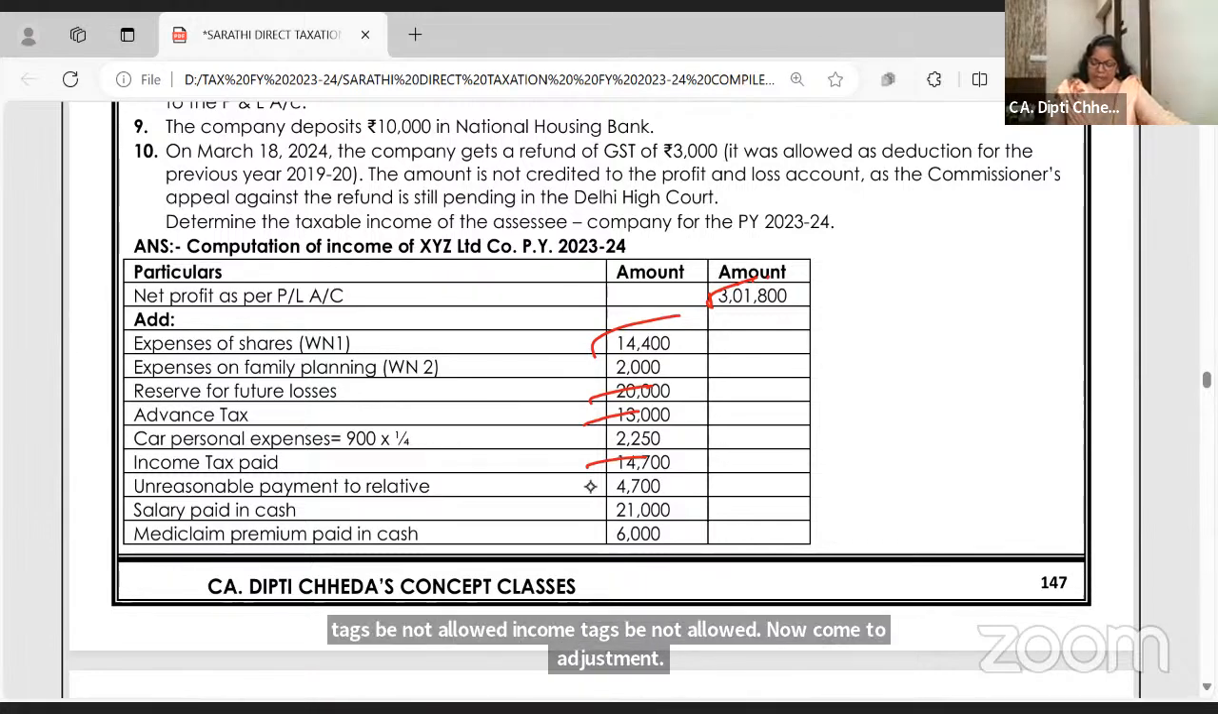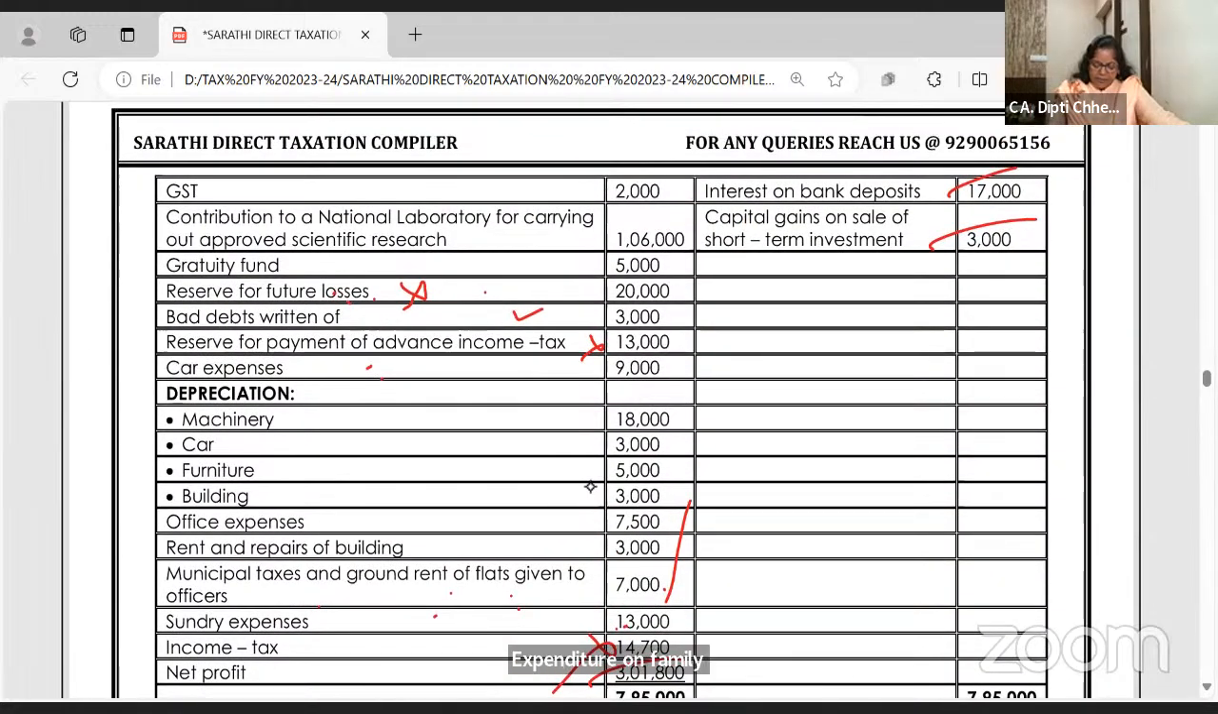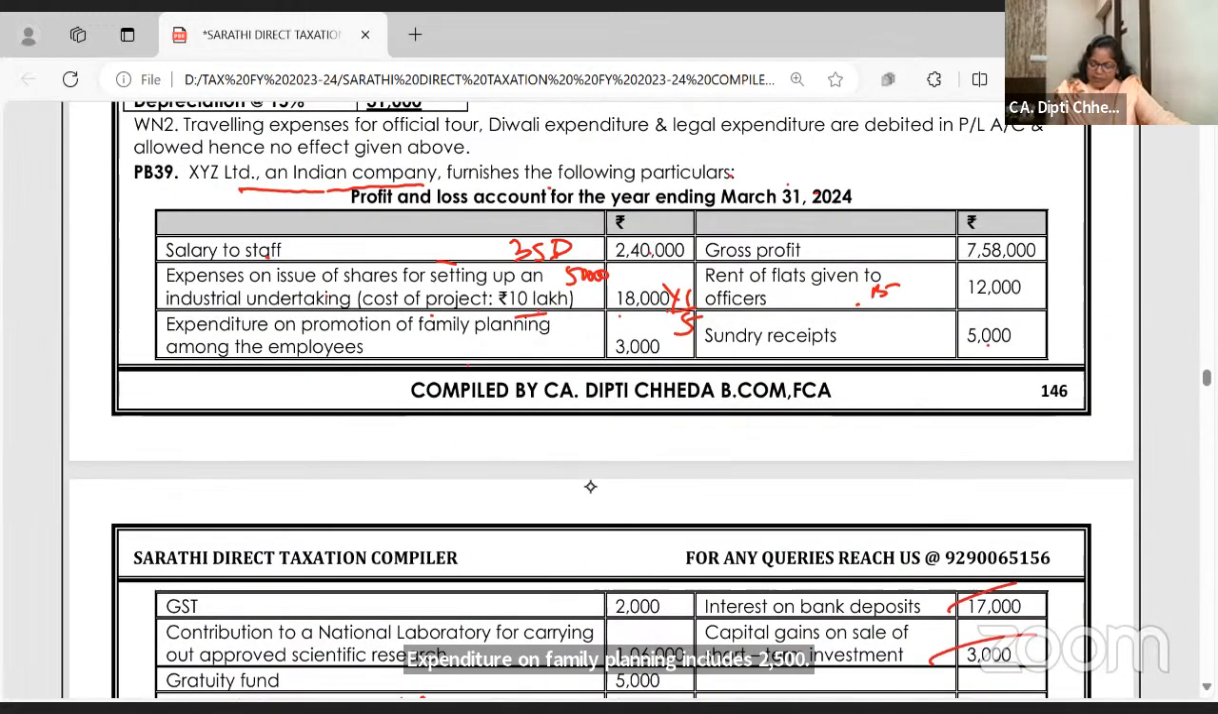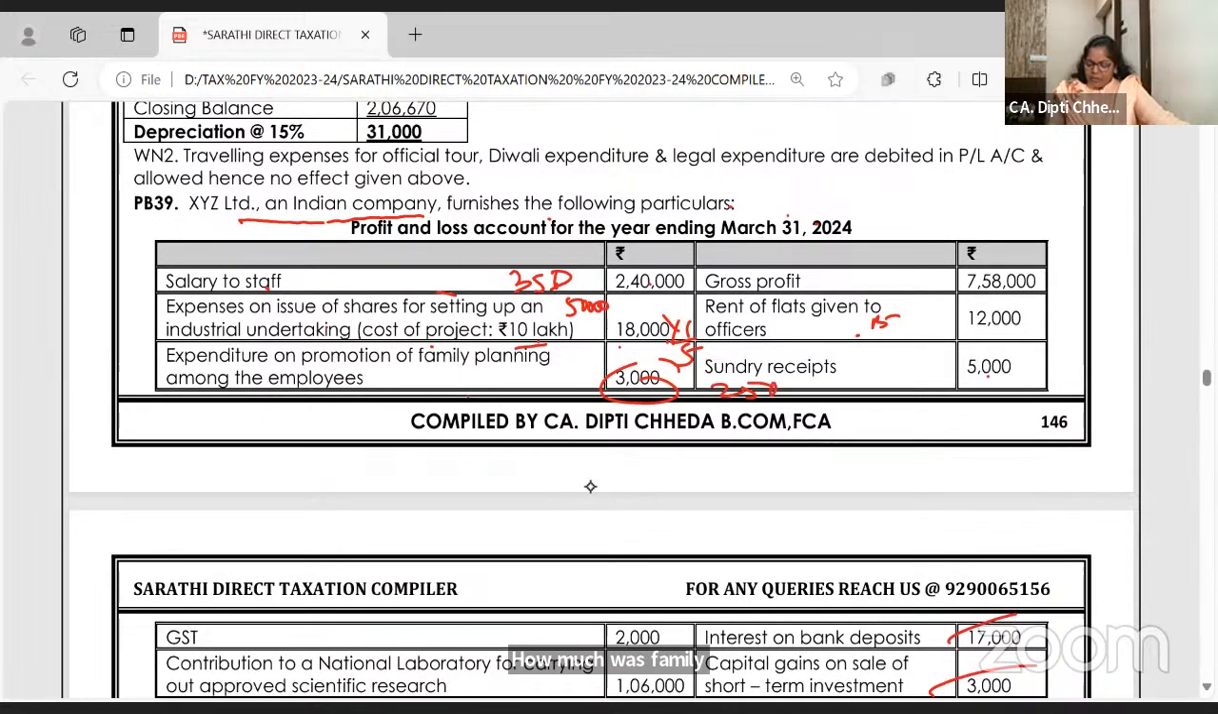Expenditure on family planning includes 2,500 capital. How much was family planning expenditure? 3,000. Of that, 2,500 was capital. So how much is revenue? 500. Fully allowed. And in capital also, 1/5 is allowed or not? 1/5 is allowed in capital expenditure, right? Yeah, right. So 1/5 is allowed in 2,500, that is 500. And out of 3,500, so 1,000 is total allowed.